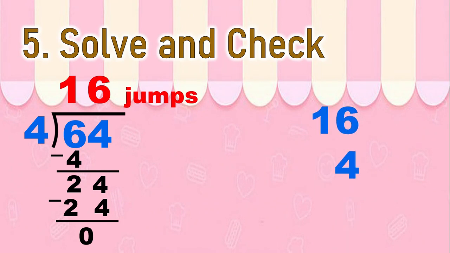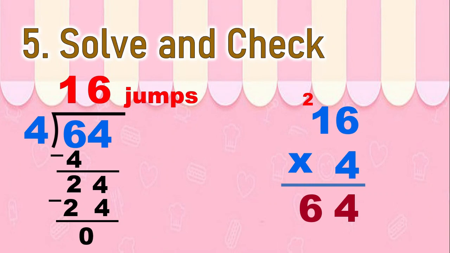So in how to check your answer, you have to multiply and add the remainder. We don't have a remainder here, so we'll just multiply the quotient and the divisor. 6 times 4 is equal to 24. Bring down 4 and carry 2 at the top of 1. And then 4 times 1 is equal to 4, plus 2 is equal to 6. So 16 times 4 is equal to 64. And 64 here is our dividend.